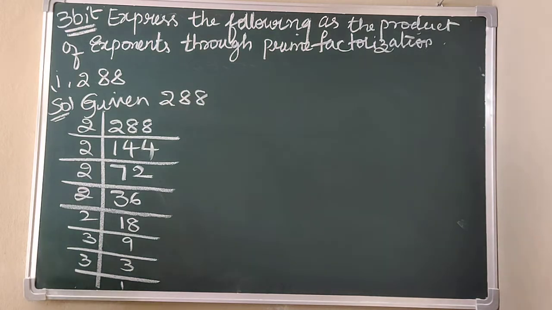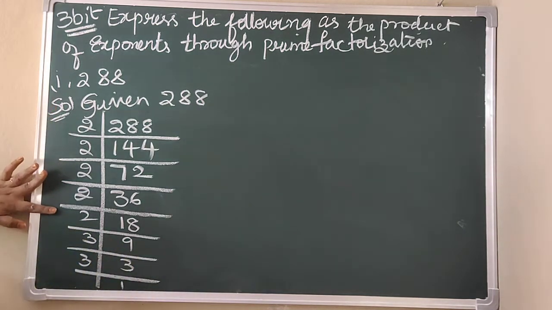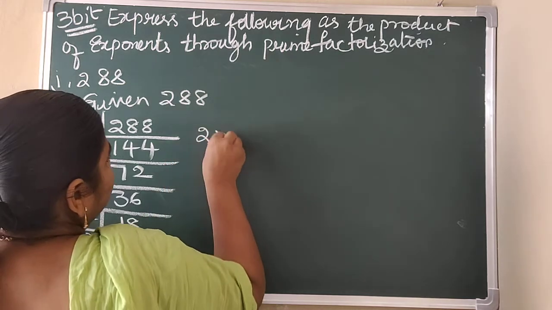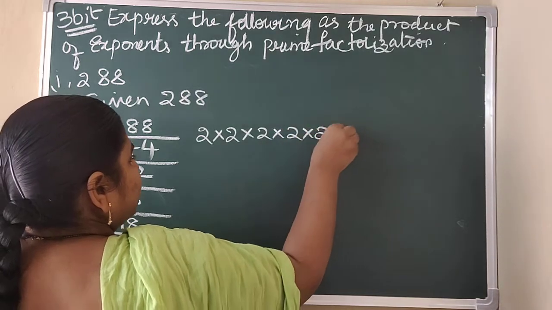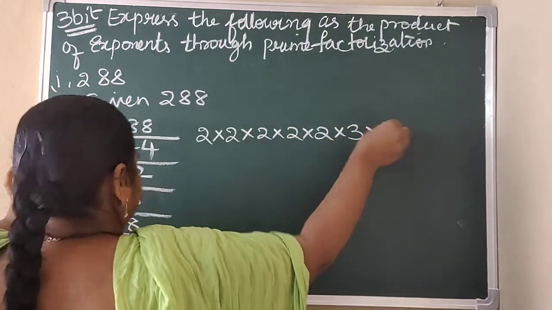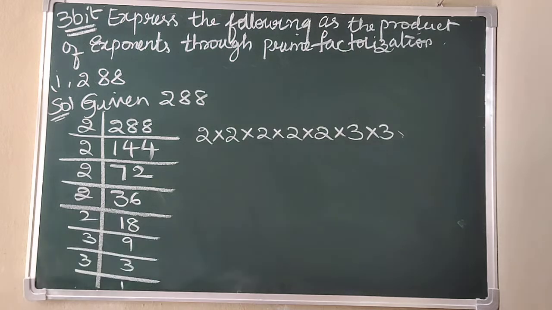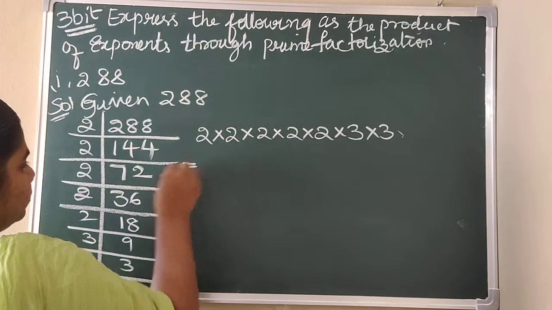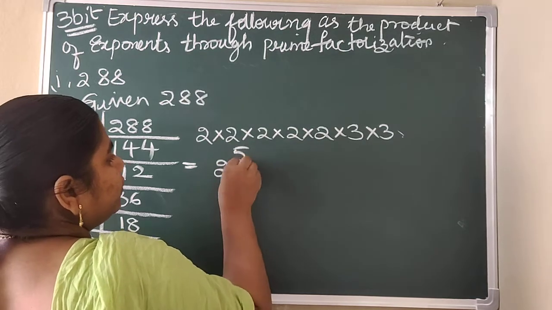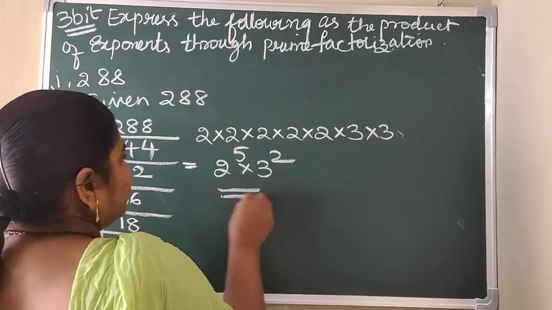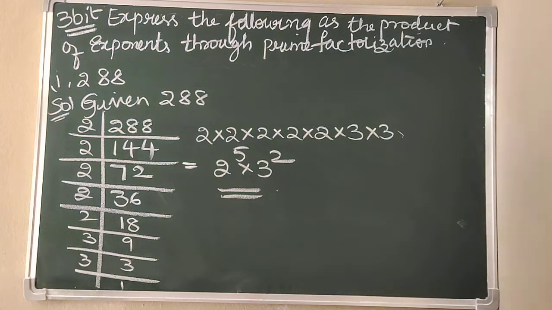So what product did you get here? How many times did you get 2 here? 1, 2, 3, 4, 5 times. 2 into 2 into 2 into 2 into 2. And 3 you got 2 times. Yes, now we can write in the form of exponential form. 2 they have multiplied 5 times, that is 2 power 5 into 3 square is our answer. Okay, so next one.